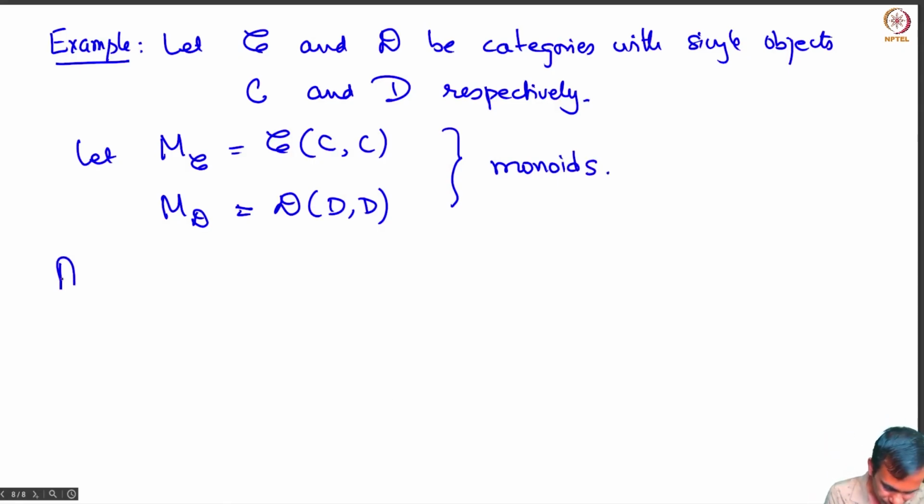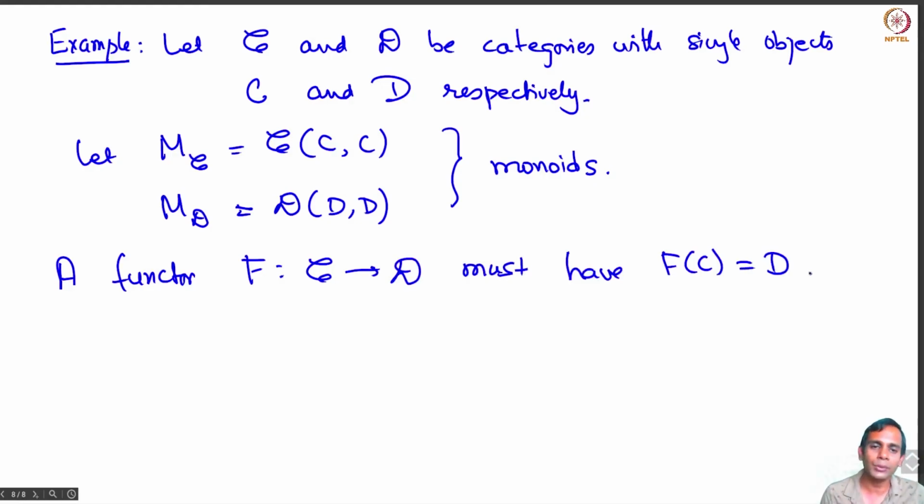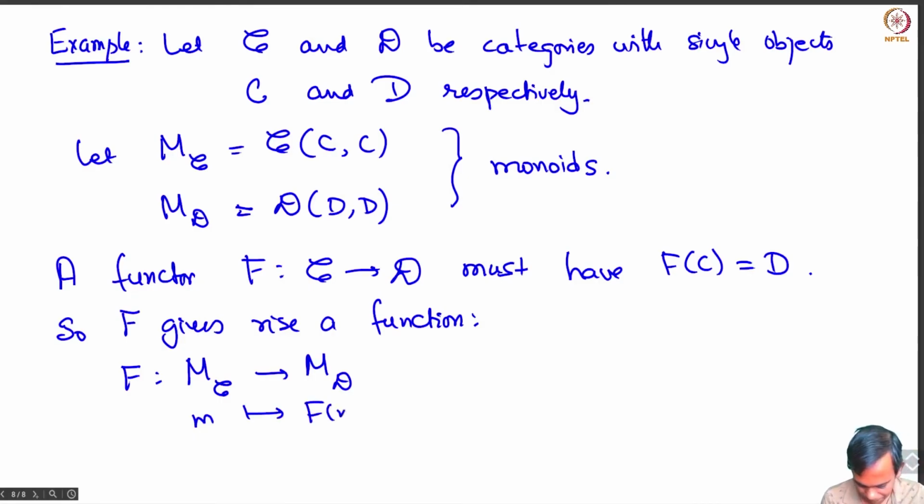And a functor F from C to D must satisfy, there's only one object, so it must take this object to the only object of D. And so the only question is, what does it do on arrows? So what we get is F gives rise to a function, which I'll also denote F, from M_C to M_D, which is just small m goes to F of m.